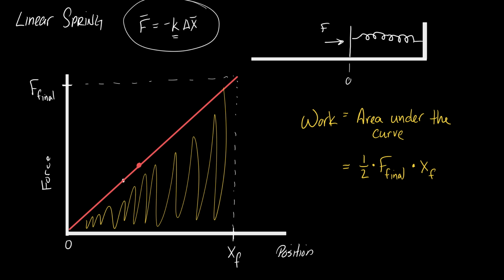I don't know if you guys can see what I'm about to do here, so I'm going to try. Force final has to equal k times x final, stripping away the negative sign because that only has to deal with direction. It just says that the force from the spring is in the opposite direction of the displacement. But we're pushing in the direction of the displacement, right? This is the work we do on the spring, which is why I'm leaving the negative sign out. We're all okay with that.